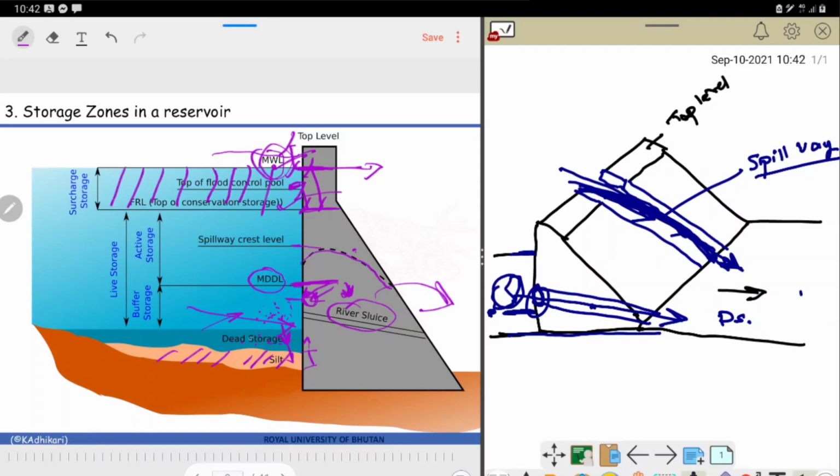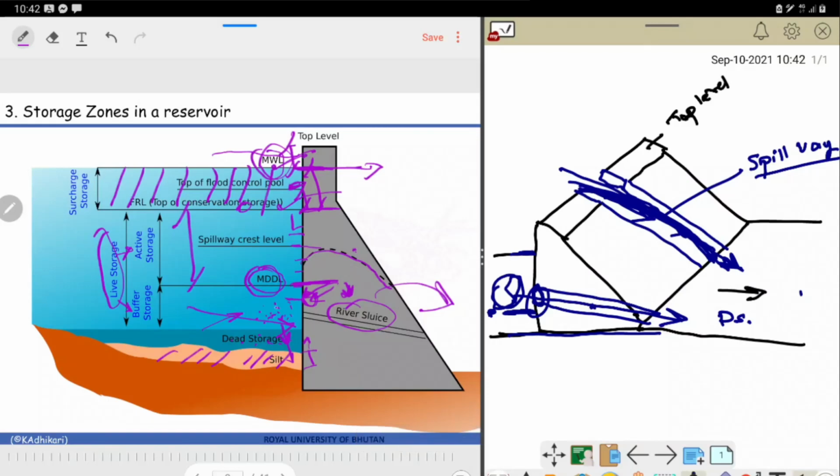The storage that is above the dead storage and below the top conservation level, we call live storage. Live storage can be divided into two categories: active and buffer. The active is from the maximum drawdown level to the topmost. So this is the normal operation. Whenever you operate a dam, the water level will be somewhere between these. Okay, that's why we call it active, because it is actively in use, that is always there, right?